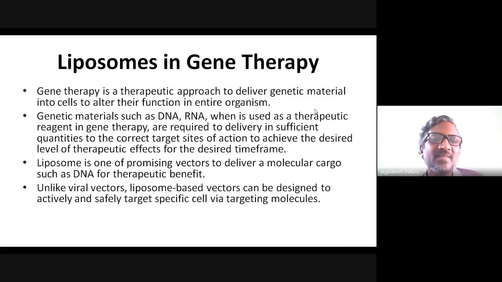So in this particular case, liposome is one of the promising vectors. We have biological vectors, in vivo vectors, and non-bio vectors.